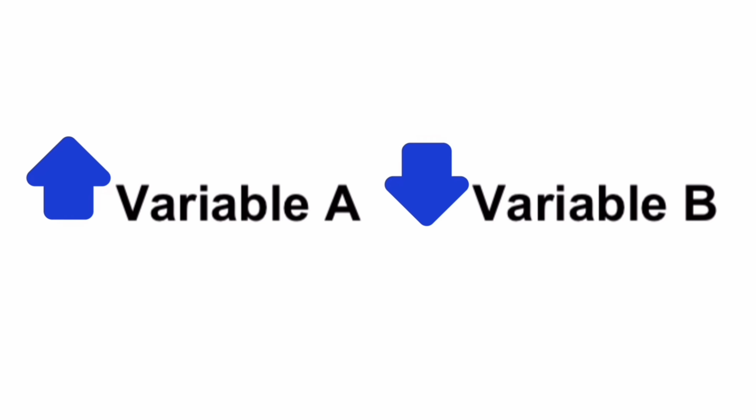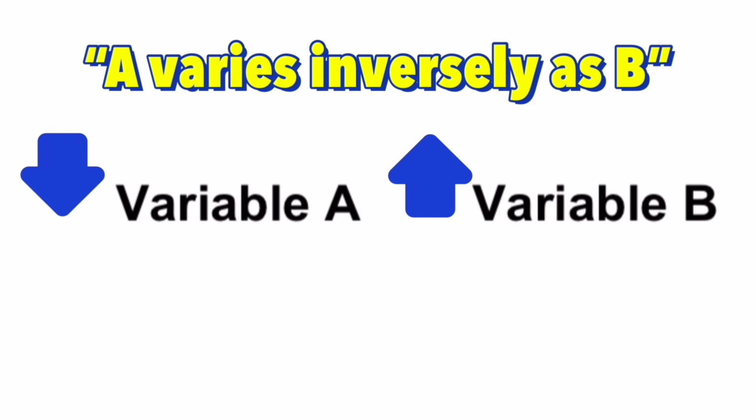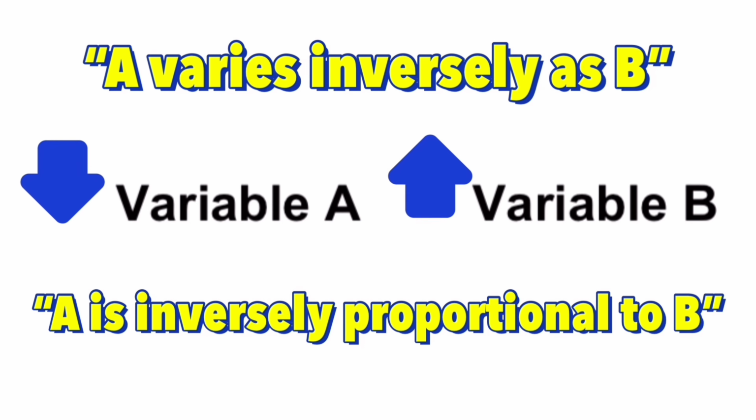Now notice the direction of the arrow. One goes up while the other variable goes down. On the other hand, if variable A decreases, then variable B will increase. And again, notice the direction of the arrow. The arrows go in opposite directions, and that is what we mean by inverse variation. So whenever two variables are inversely proportional to each other, we can say that A varies inversely as B, or A is inversely proportional to B.